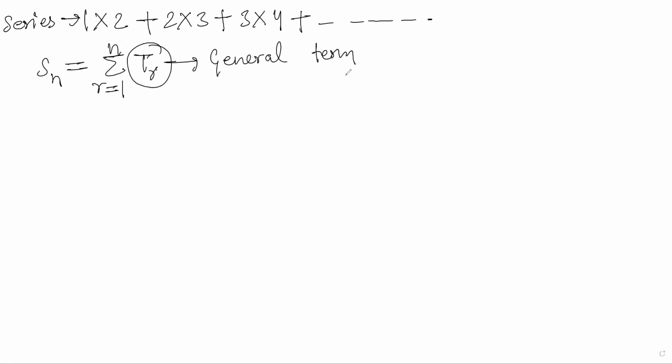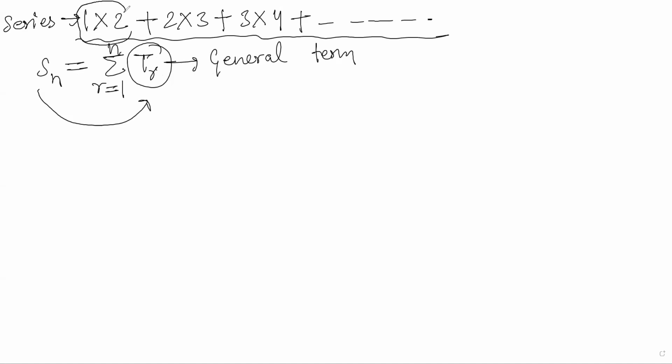Let's discuss this. Whenever any series is given, every question will start from this: Sn is equal to sigma Tr, where r is from 1 to n. Now, what is Tr? Tr is the general term. How would we find the general term? Understand this. You have to find the pattern. Can you spot the pattern between these terms?